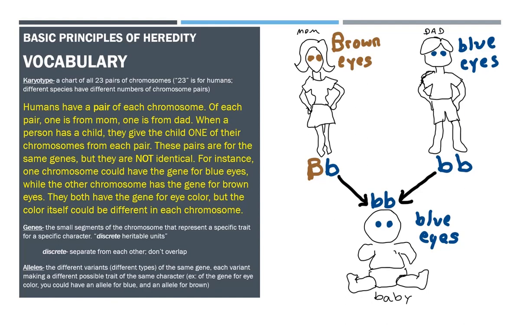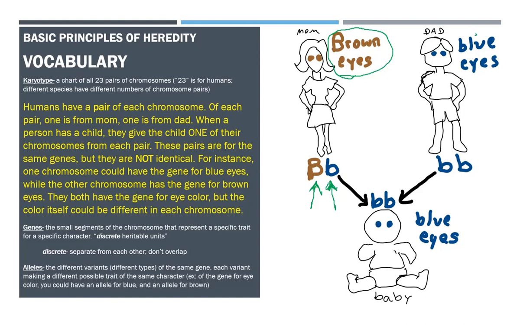And when two people have a child, they each give one of those pairs of chromosomes to their child. So say, like this would be, the B's would stand for eye color, for example. And so here's the mom, and she has brown eyes. In her pair of chromosomes, one chromosome has the gene for brown eyes, and the other one in the pair of chromosomes has the gene for blue eyes.